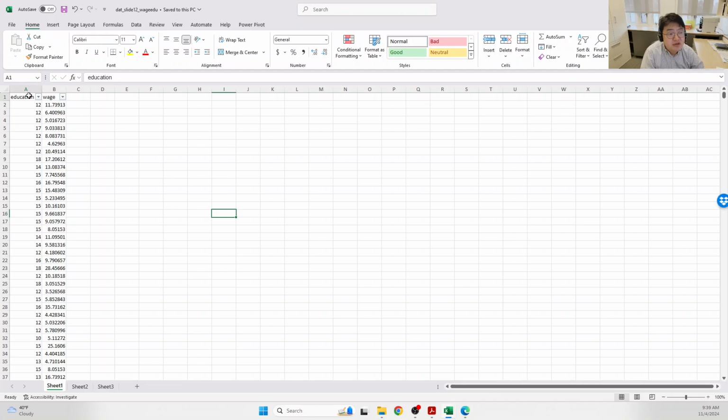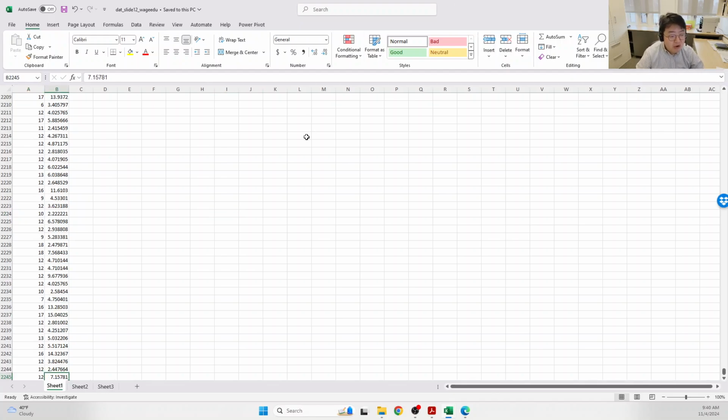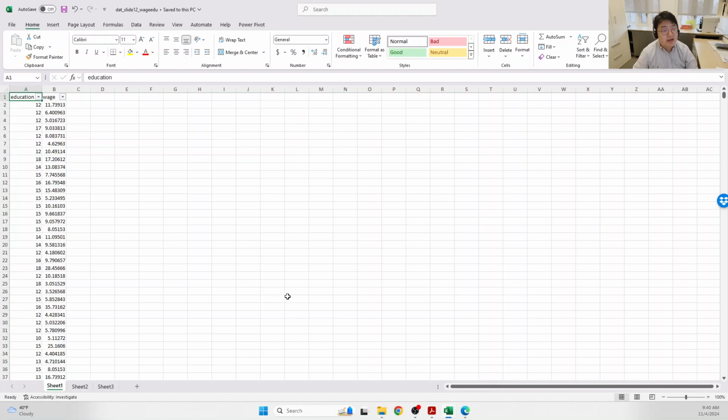And I have data on education and wage on more than 2,000 people, nearly 2,244 people. Twelve years of education means high school graduation, and 16 years means 4-year college graduation. 14 years means 2-year college graduation, 17 years means a 1-year master's program, 18 years means 2 years of a master's program, and 15 years means something like college dropout. 11 years means he or she completed 11th grade but did not complete a high school degree. 6 years means elementary school graduation, things like that.